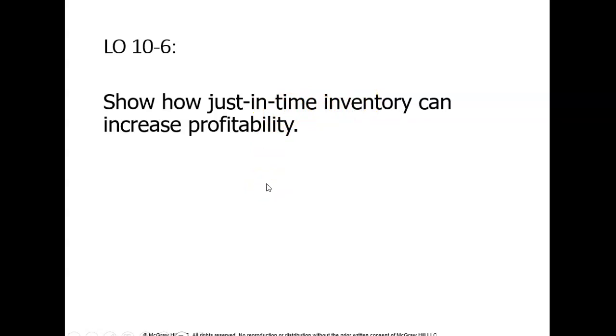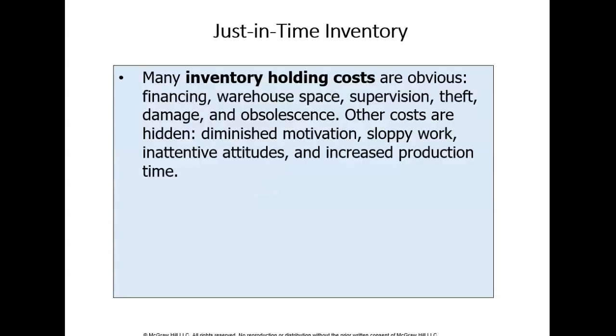Okay? Next, we talk about what's known as a just-in-time inventory. With a just-in-time inventory, a company will order product that's needed in order to meet the demands of their consumers. So many inventory holding costs are obvious. So we're talking about financing to purchase inventory, warehouse space, supervision, theft, damage, obsolete. Other costs hidden are diminished motivation, sloppy work, inattentive attitudes, and increased production time.